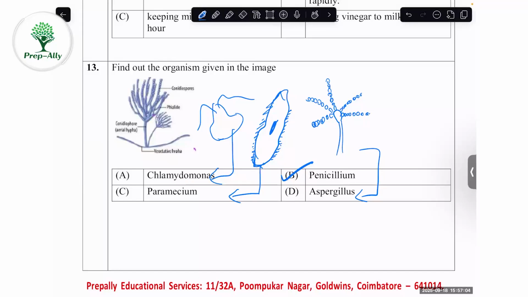So the given picture in the question is penicillium. Okay, you know about penicillium, right? Penicillium is a fungus from which the antibiotic penicillin was first prepared, the first antibiotic, prepared by Alexander Fleming. So the correct option will be B.